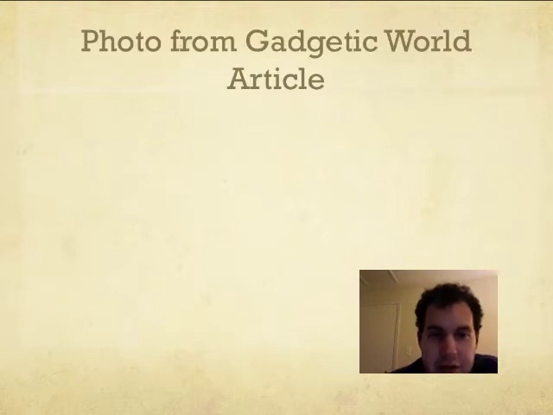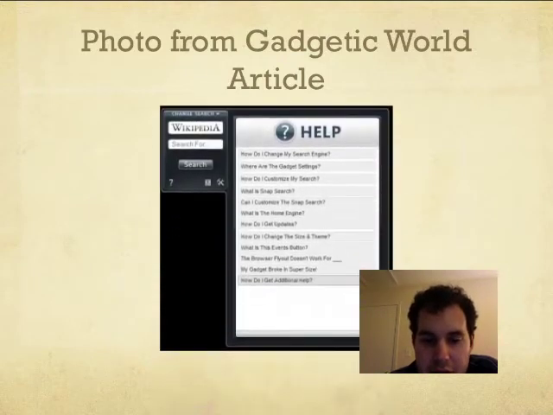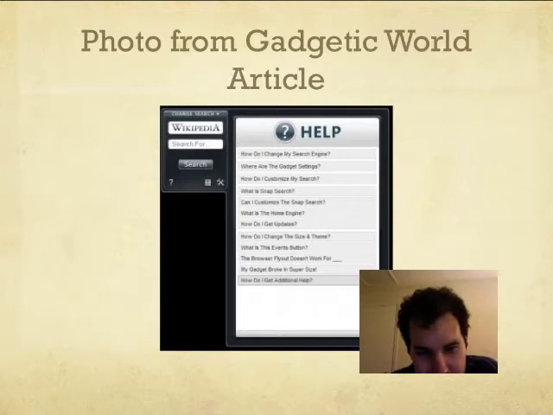The next feature, I have a photo from Gadgetic World, an article I found, and this is Ultimate Explorer. It's one of the gadgets on Windows 7, and gadgets are a new feature that Windows 7 has. Windows Vista had them as well, but they were stuck on a sidebar, which wasn't really a very good thing to have. It was kind of cumbersome.